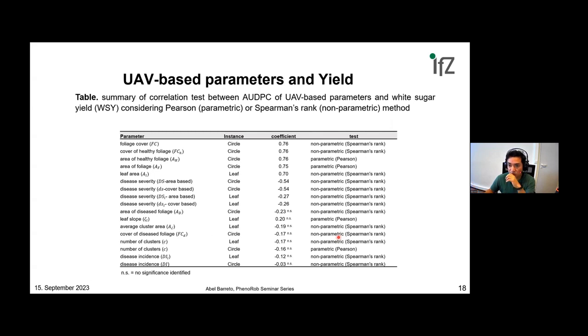Another important parameter for us was to consider the year and to see the correlations of the year, and we observed that in that way the most relevant instance was the circle form to quantify the leaves, and especially these parameters that are quite similar: the foliage cover, the cover of healthy tissue, the area of healthy tissue. We also calculate area with the surface model, and the disease severity is also important, but more interesting is that the circle is more important and correlated to the year in comparison to the leaf segmentation.